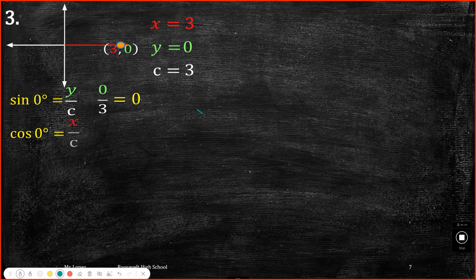So the answer for that one is going to be, why is it? Look, like I just said, x is 3 over c is 3. 3 divided by 3 is 1. The answer is 1. Tangent would be y over x, which is 0 over 3. What's 0 divided by 3? 0 divided by 3 is 0. 3 divided by 0 is undefined. So this is 0.